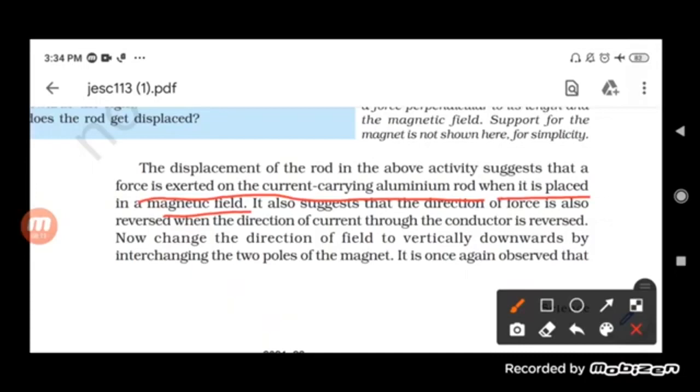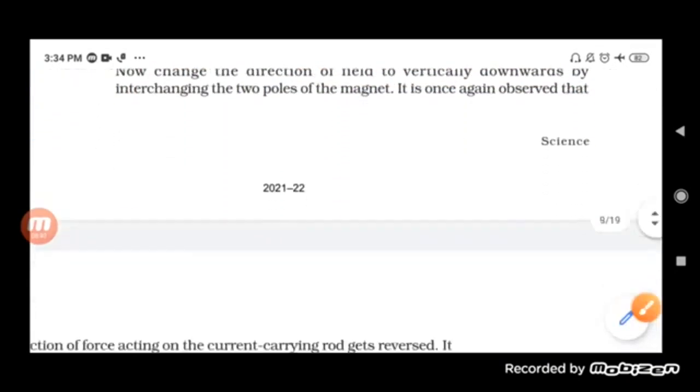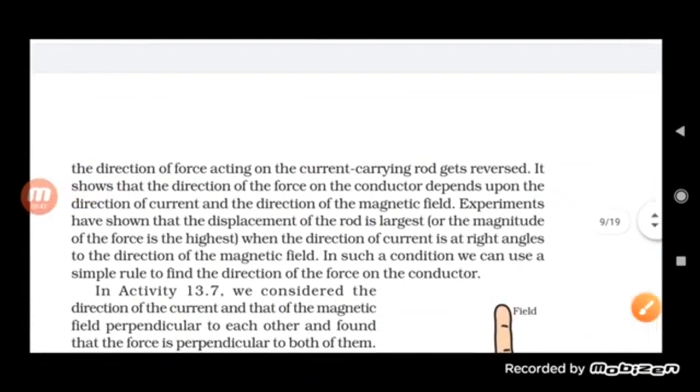Here one more thing is there, that if we change the direction of the force, then the direction of the current also changes. Okay. So you can see here that when the force changes, the direction of the current through the conductor is also reversed. Now what we will do is change the direction of the field to vertically downward by interchanging the two poles. It is once again observed that the direction of the force acting on the current carrying rod gets reversed. This shows that the direction of force on the conductor depends upon the direction of current and the direction of magnetic field.